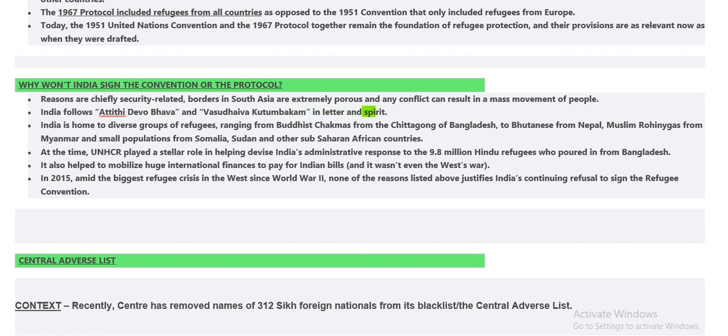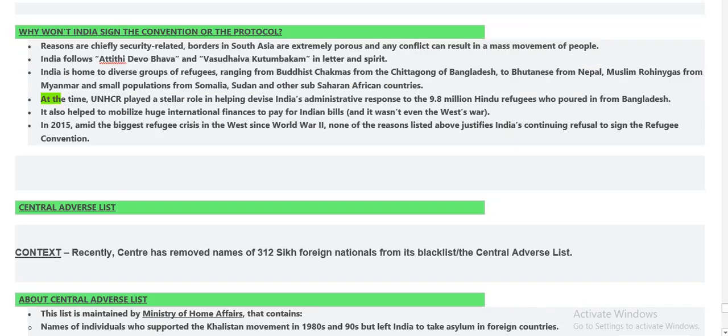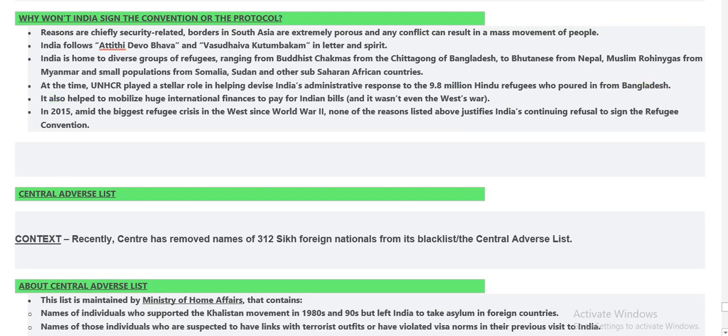Why won't India sign the convention or the protocol? Reasons are chiefly security related. Borders in South Asia are extremely porous and any conflict can result in a mass movement of people. India follows Atithi Devo Bhava and Vasudhaiva Kutumbakam in letter and spirit. India is home to diverse groups of refugees, ranging from Buddhist Chakmas from the Chittagong of Bangladesh, to Bhutanese from Nepal, Muslim Rohingyas from Myanmar and small populations from Somalia, Sudan and other sub-Saharan African countries.